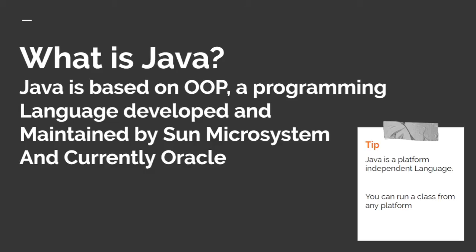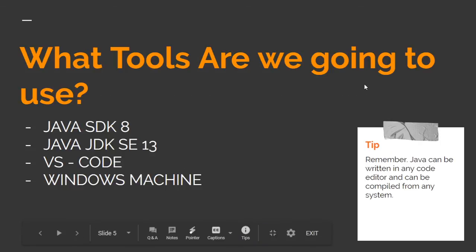Java, as I discussed earlier, is based on object oriented programming, a programming language developed and maintained by Sun Microsystem and currently owned by Oracle. Now, that is the properties of Java, that Java was built by Sun Microsystem and currently owned by Oracle. That is nothing to know much. Let's move to the next slide.